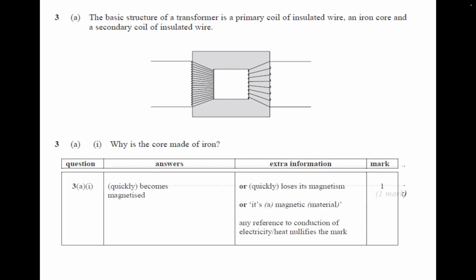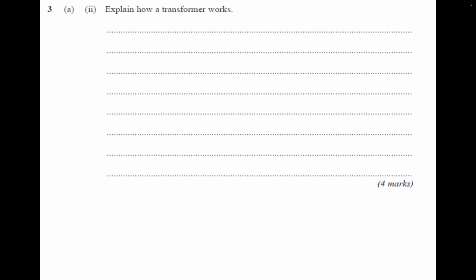And we've just discussed that. It's perfectly fine to just say quickly or easily becomes magnetized. Or you could say quickly loses its magnetism. Right, so explain how a transformer works, 4 marks. So you should have this written down. You might try and do it without looking at your notes.